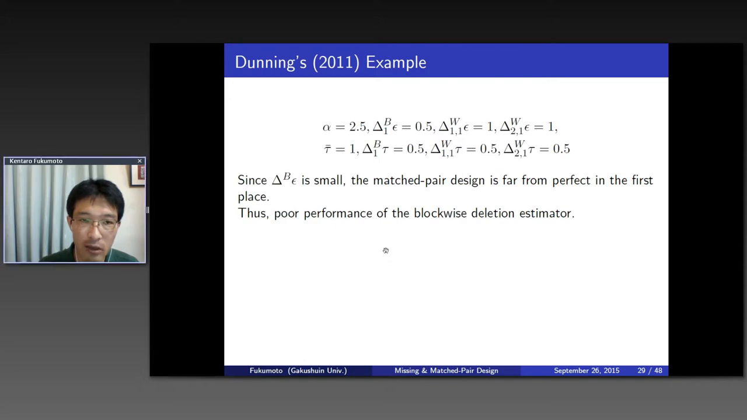So now I come back to the example which I described at first. I decompose potential outcome into some components. Then we find that we know that the between-block error is small. So the matched pair design is far from perfect in the first place. So the poor performance of the blockwise deletion estimator results in that example, but it's not general.